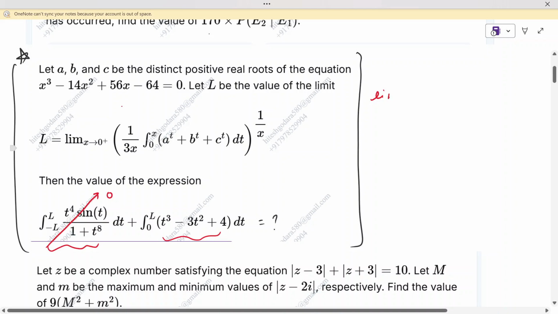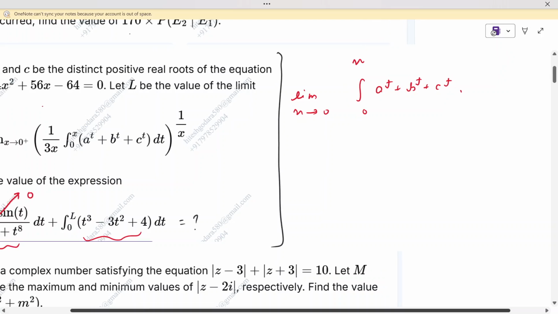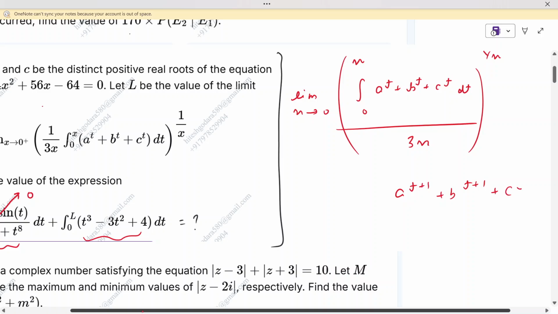So it is the limit as x tends to 0 plus, where the integral from 0 to x of a^t plus b^t plus c^t dt is there, divided by 3x, all raised to the power 1 by x. First, if this integration is with respect to t, I can easily integrate this. So what I will get is a^(t+1) plus b^(t+1) plus c^(t+1) upon t plus 1.